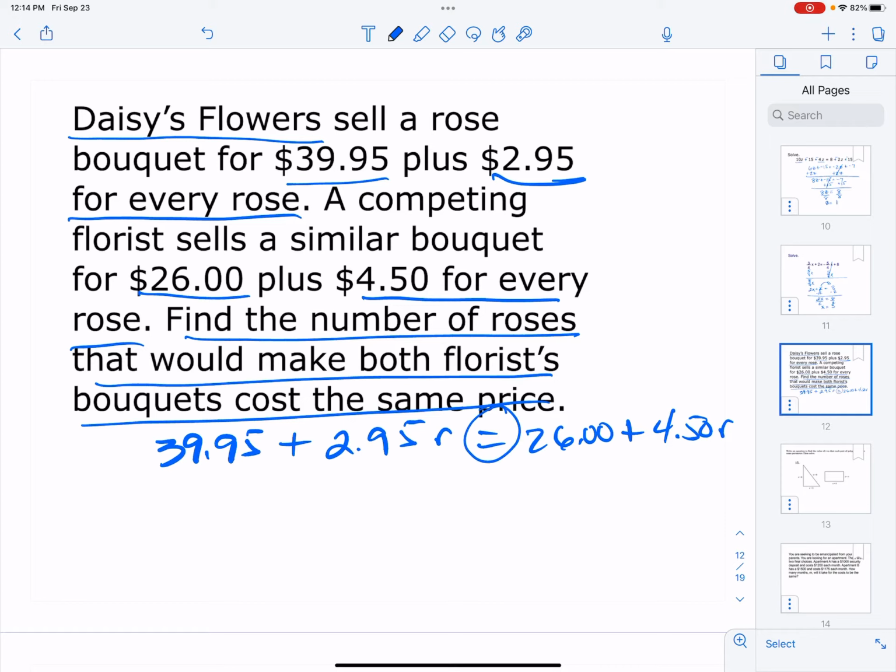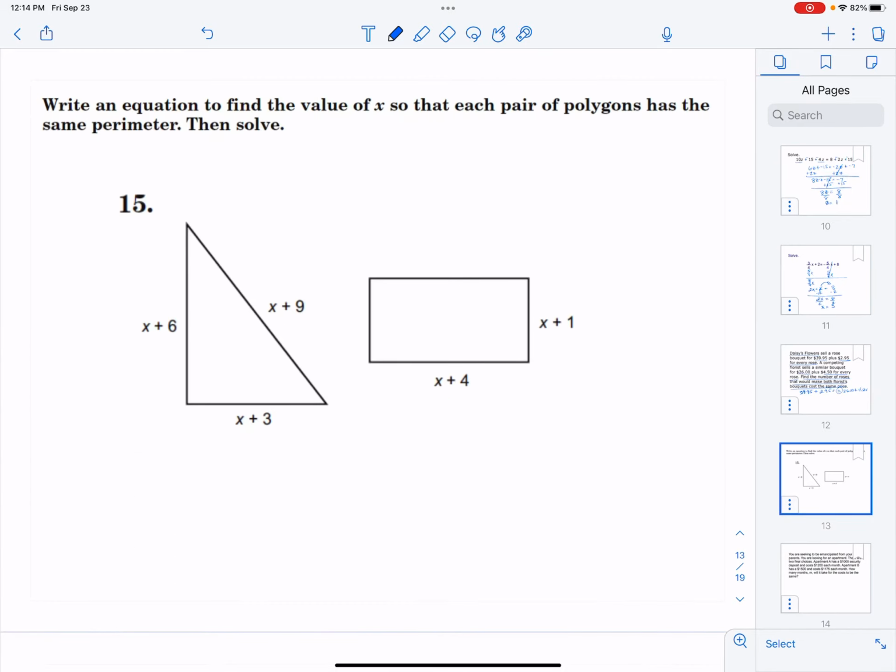The process then is still the same once you write the equation. So here's a geometry problem that we could use. It says write an equation to find the value of x so that each pair of polygons has the same perimeter. So we have to understand perimeter means the distance around. What we've got to do is create an equation so that I'm finding the perimeter of each figure. And I'm trying to figure out what value of x would give each of these figures the same perimeter.